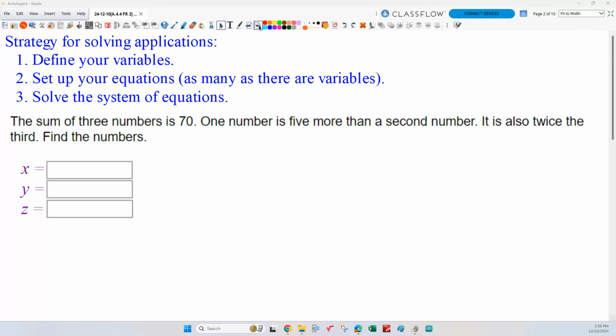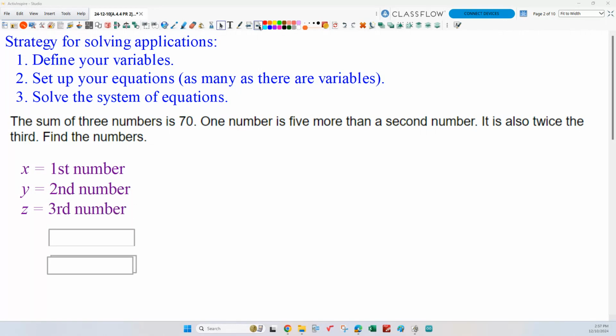So what would X be then? The first number, right? That's X, first number. What's Y? Second number. What's Z? Third number. There you go. We got them. So we're going to write that down. Those are what the variables mean. We defined the variables. Now we've got to see if we can come up with how many equations. Show me on your fingers. Yeah, we need 3 equations. I have 3 variables, so I have to have 3 equations.